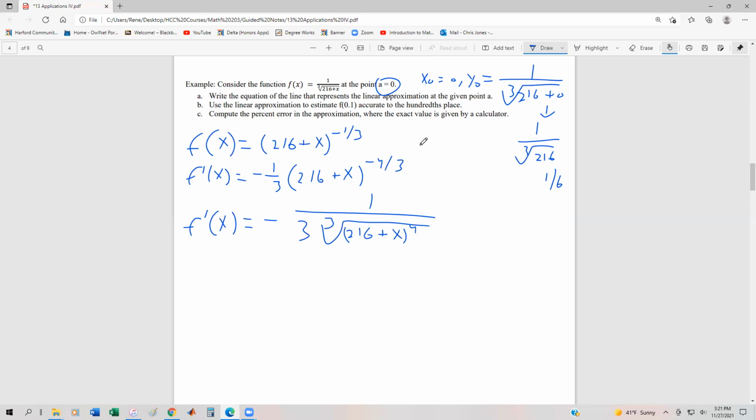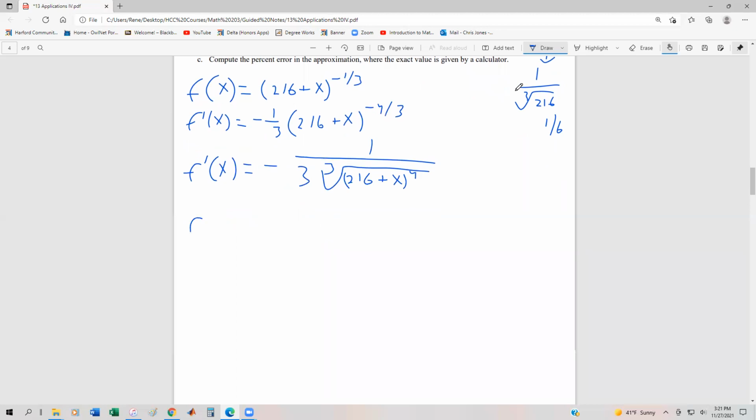And now we're going to find the slope when a is equal to 0. So we're going to get that f prime at 0 is going to be minus 1 over 3 times the cube root of 216 plus 0 to the 4th, which is really just 216 to the 4th. There are 2 ways to evaluate this. So this is really 216 to the 4th.